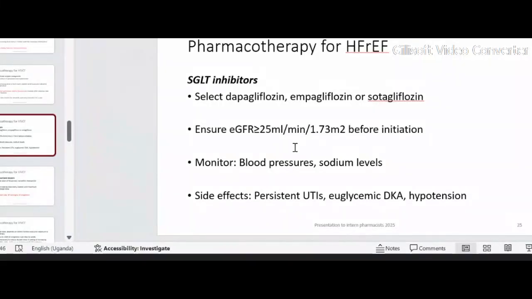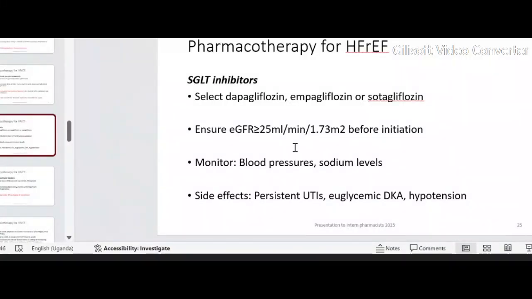SGLT inhibitors, the miracle drugs that we're talking about: dapagliflozin, empagliflozin, sotagliflozin. With eGFR less than 25, we are hesitant to introduce the drugs. These patients will tend to get persistent what? Persistent UTIs. Why? Because these drugs lose a lot of glucose in the urine. These patients get euglycemic DKA, diabetic ketoacidosis, which is euglycemic, with normal glucose levels.